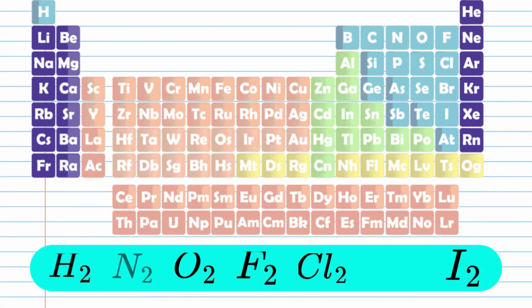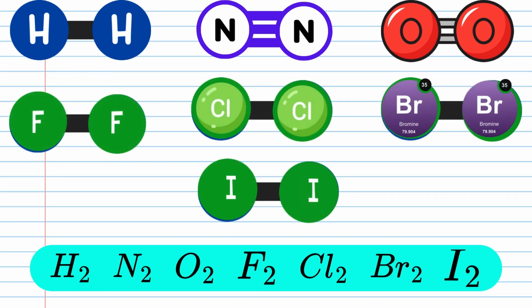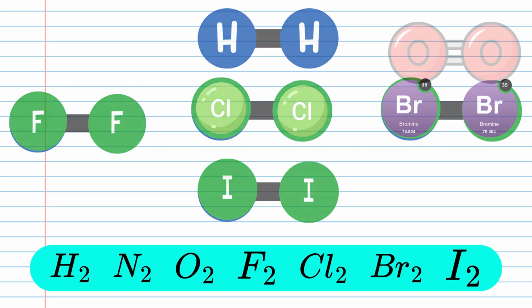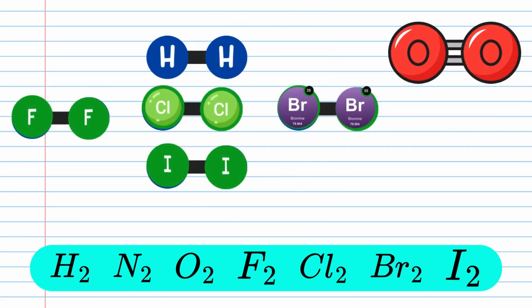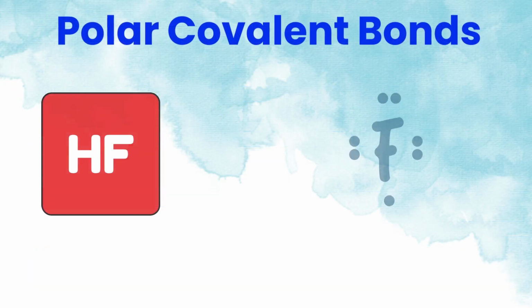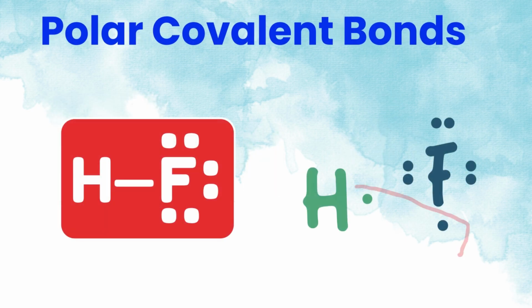All the diatomic molecules have nonpolar covalent bonds since they are all identical atoms sharing either a pair of electrons like hydrogen, fluorine, chlorine, bromine, and iodine, or sharing two pairs of electrons like oxygen, or sharing three pairs of electrons like nitrogen.